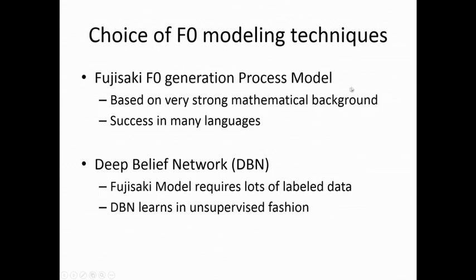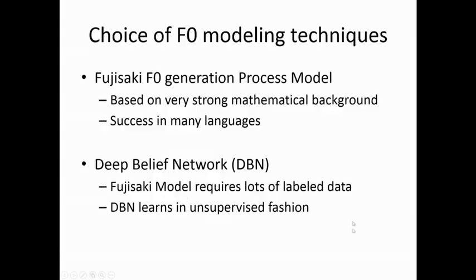There are two kinds of modeling we have done. One is called the Fujisaki F0 generation process model, and the other is deep belief network based. The Fujisaki model is a successful generation process model and it is very good, but the only problem is that it requires a lot of labeled data to find out the rules for the generation process. If this kind of sentence comes, with this sentence structure, then based on that structure I have to form the rules: what should be the height of the accent command, the phrase command, all kinds of things I have to define. So that requires some labeled data for training, but the DBN is learned in an unsupervised fashion, so not that much labeled data is required. So, we tried that also. I will show you the result in the end.